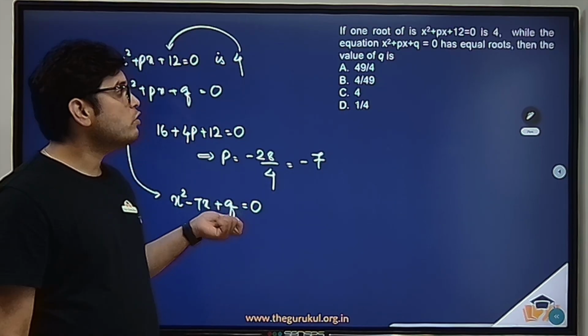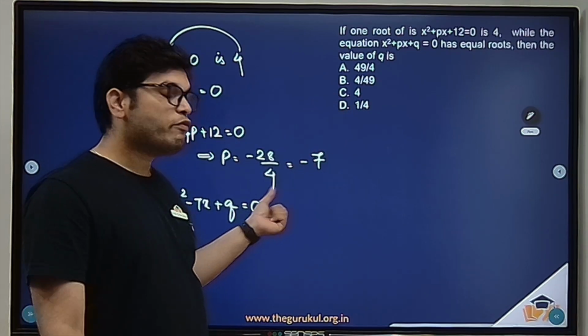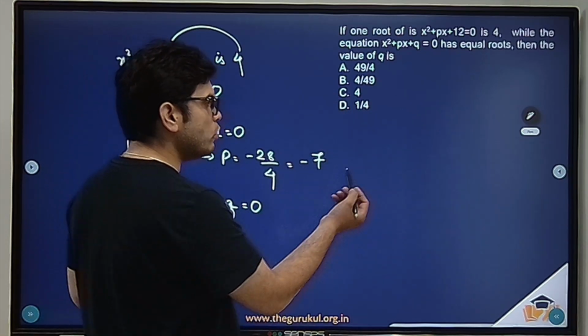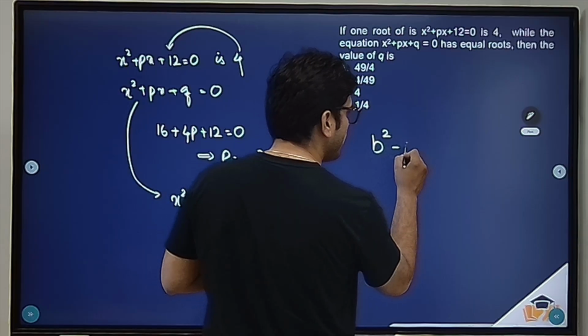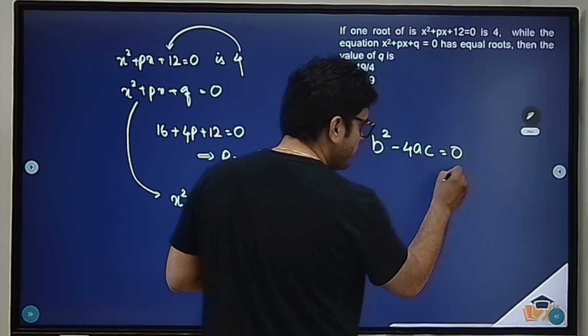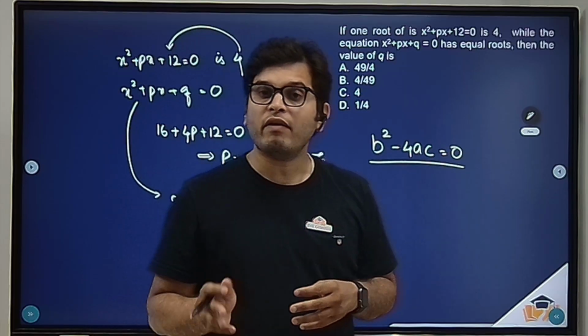Now for this equation, it is mentioned that this equation has equal roots, right? So discriminant should be equal to 0. B square minus 4ac is equal to 0. This is the condition for any quadratic equation to have equal roots.